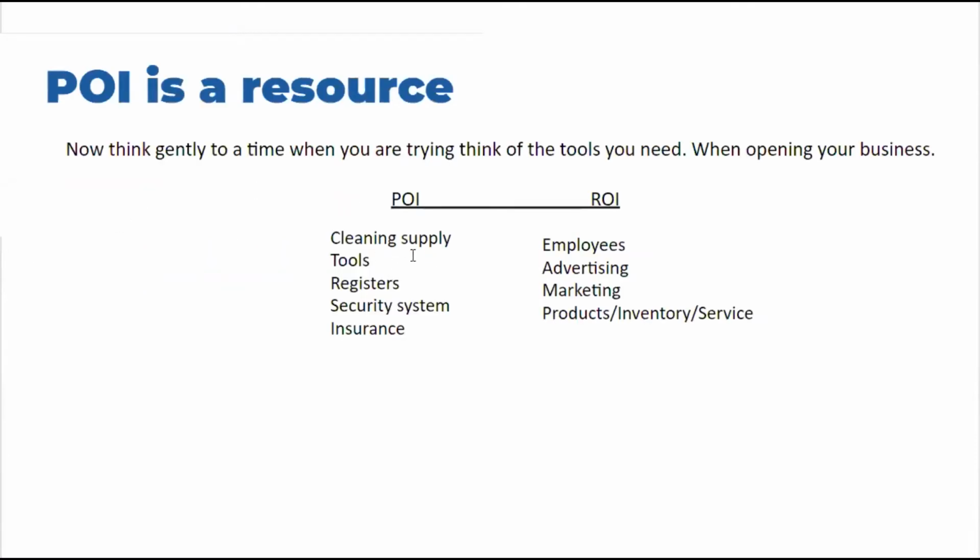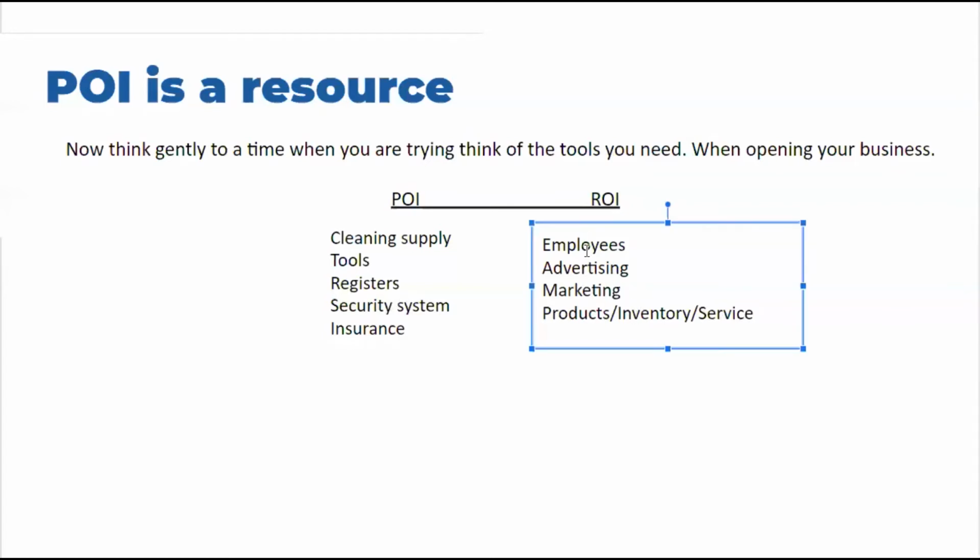If we look at them like we did with cleaning supplies, what do you consider ROI? What do you consider direct ROI? Your employees, your advertising, your marketing, your products or inventory or your service are all considered direct ROI. Like if you're selling BMWs, you have the product itself, the wholesale of the product, and the retail of the product. If I bought it for 5,000 and I'm selling it for 10,000, my profit margin is about $5,000. How many do I need to sell at that point?